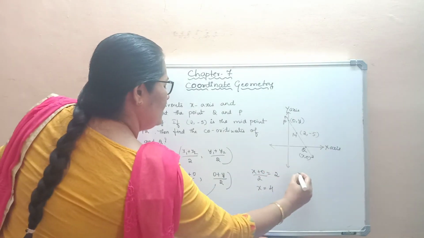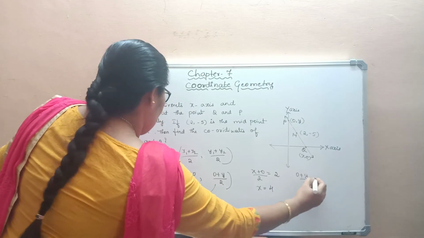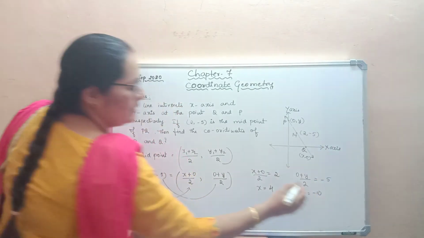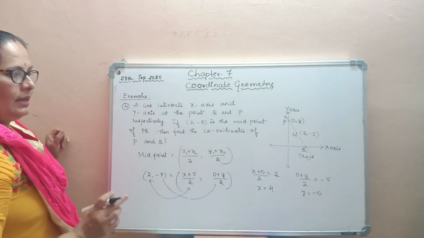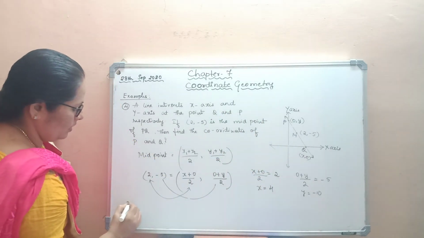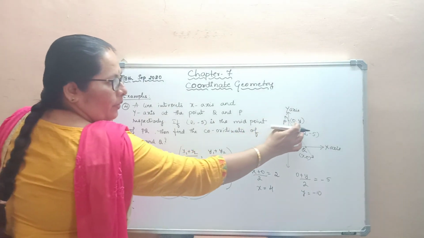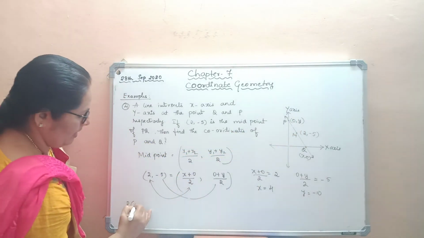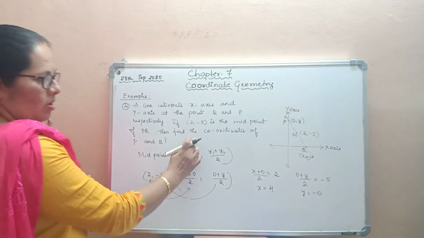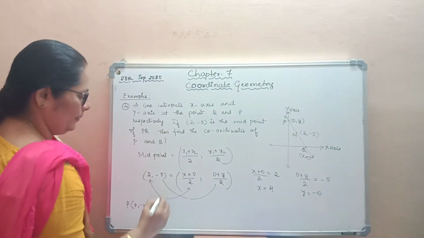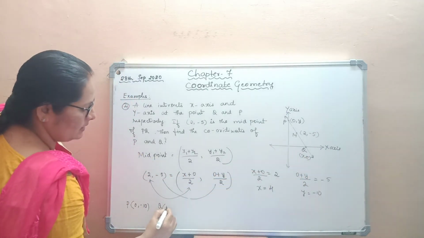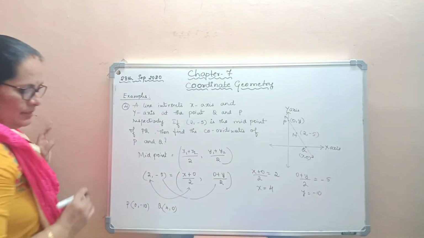Similarly, (0 + y)/2 equals -5, so y equals -10. Therefore, the coordinates of P and Q: the coordinates of P are (0, y), and y is -10, so P is (0, -10). Q is (x, 0), and x is 4, so Q is (4, 0).